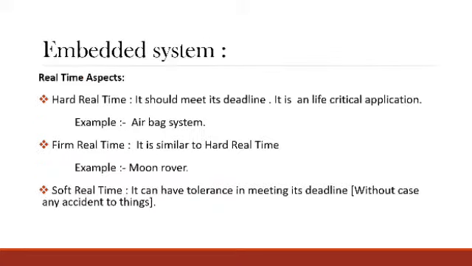And what are the real-time aspects? There is hard real time, firm real time and soft real time. Hard real time means it should meet its deadline. It is a life critical application, for example, an airbag system. Firm real time is similar to hard real time, for example, a moon rover. And soft real time can have a tolerance in meeting its deadline without causing any accident.